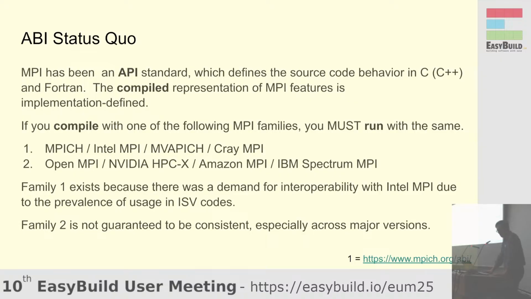So there was demand for ABI compatibility in the problem that I just described with Intel MPI, actually. So even though it's the MPICH ABI initiative, it was motivated by the Intel ABI because ISVs were shipping with Intel MPI and everybody wanted to be compatible. And so they said, hey, MPICH, can you become compatible with Intel MPI, and then we'll all be downstream compatible.